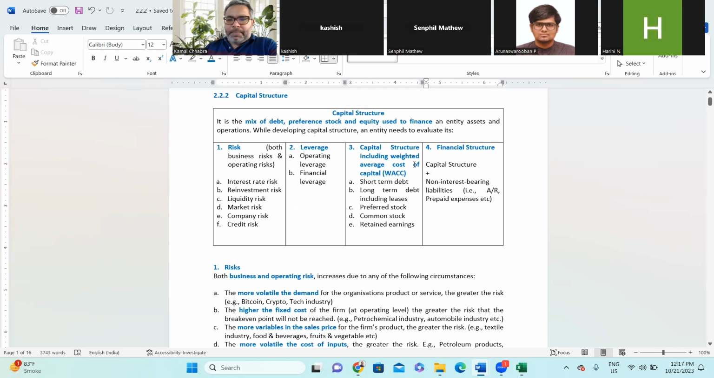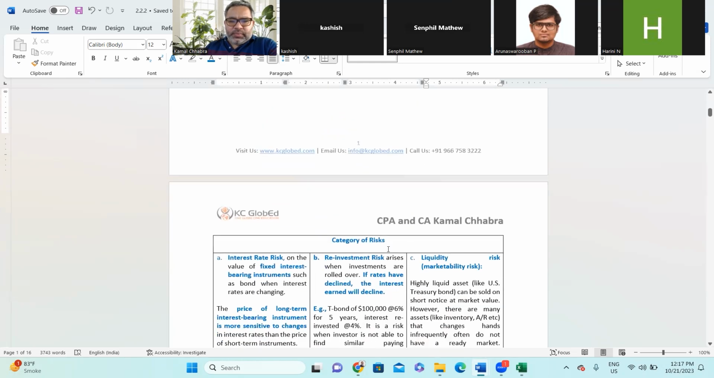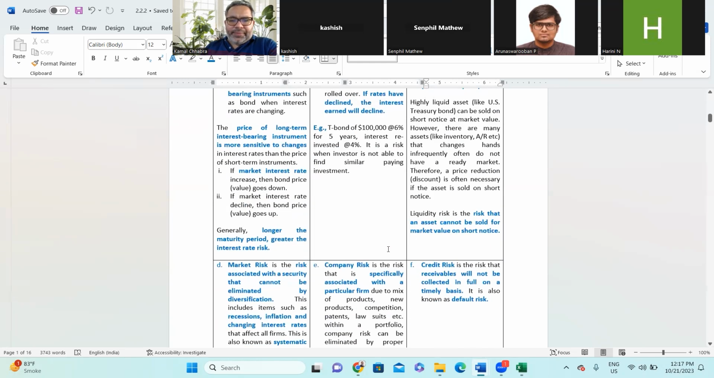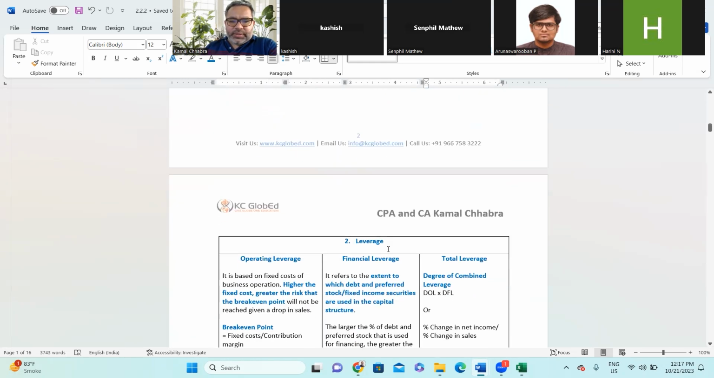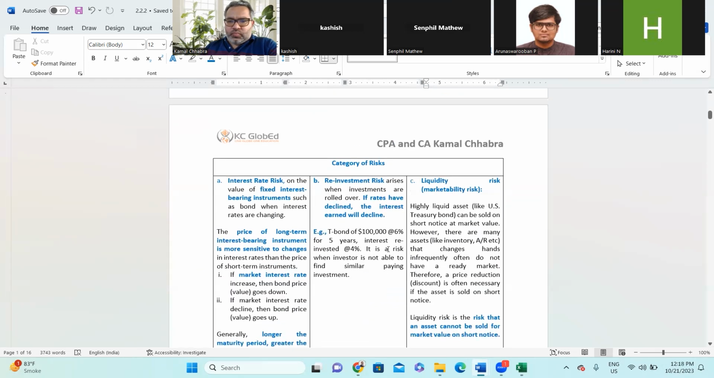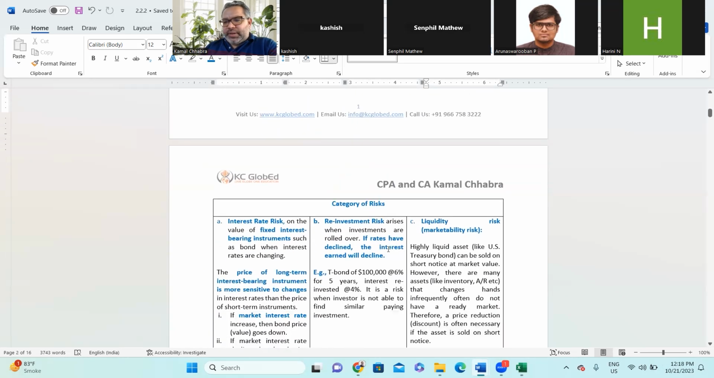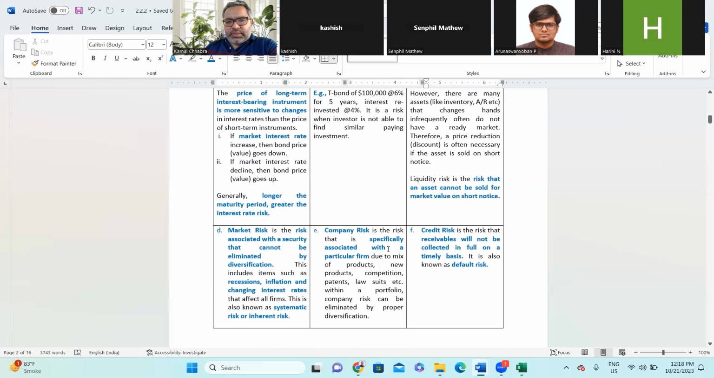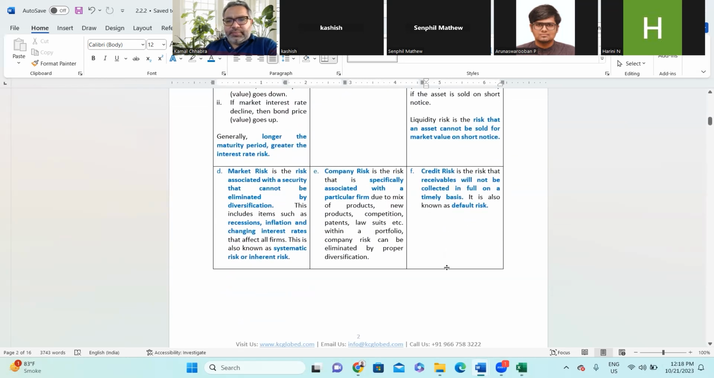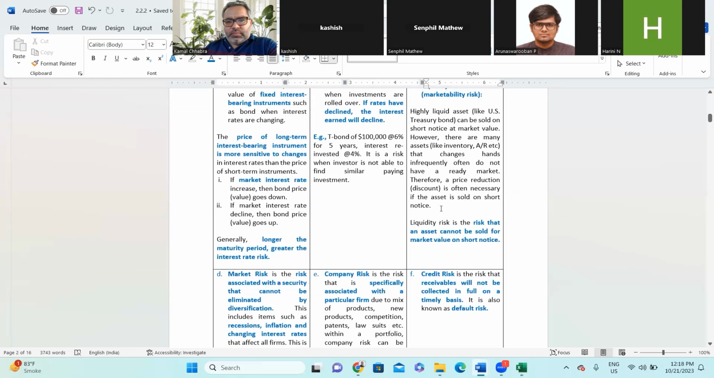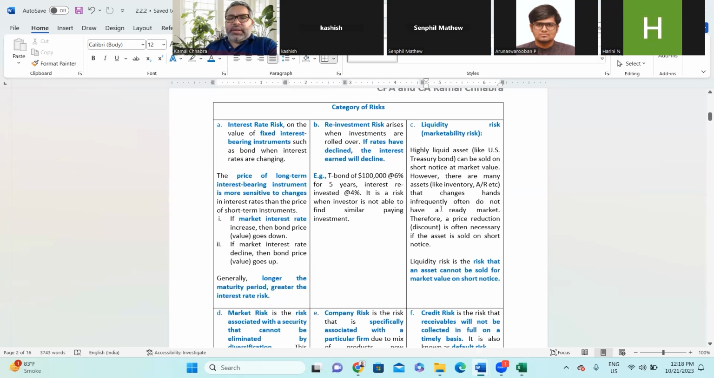Yes. So this is about capital structure overview and the risk. Now we have 6 categories of risk. Maybe shall we take a break or shall we finish this category of risk? How are you guys feeling? Okay, let's finish this category of risk topic and then we'll take a break.